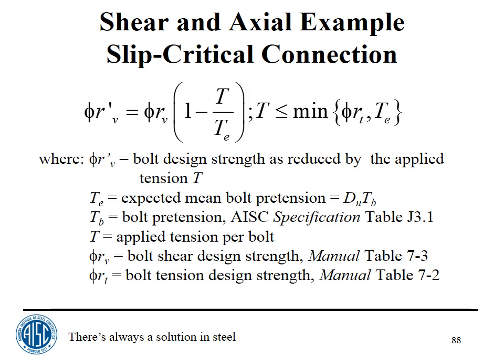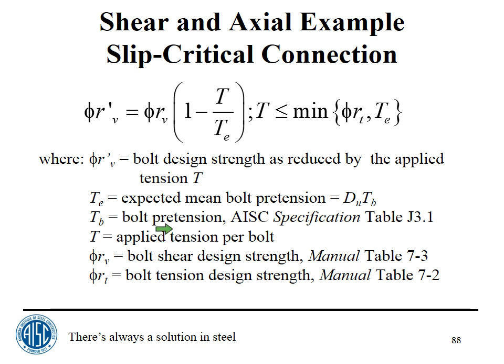Let's define all the terms that we're talking about here. Phi R prime V is the strength per bolt, the shear strength per bolt that's reduced because there's an applied tension now per bolt, T, or a required tension per bolt. T sub E is the expected mean bolt pretension. It's D sub U, which is 1.13 most of the time, although it could be bigger than that depending on your installation method, times T sub B, which is the pretension of the bolt, given in table J3.1.